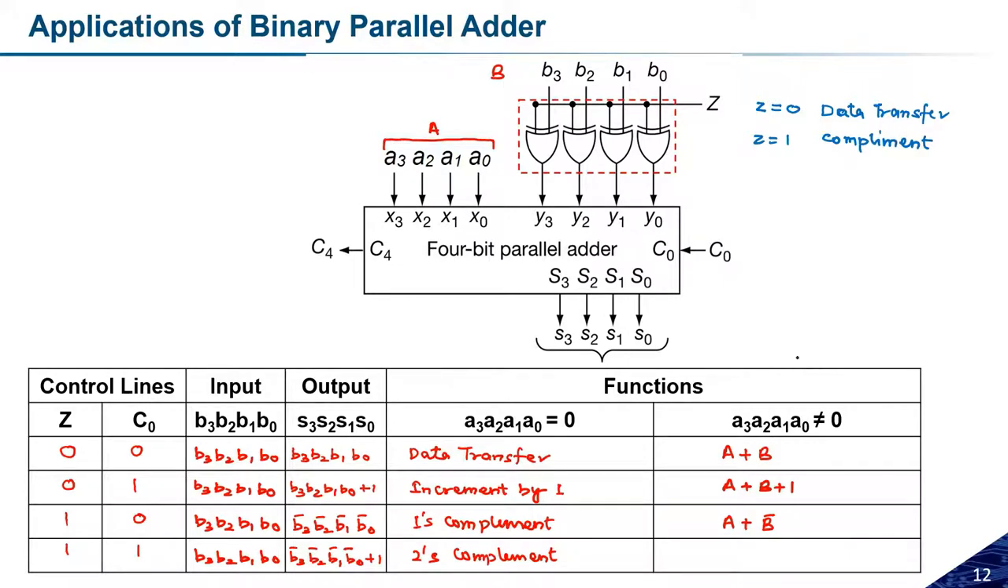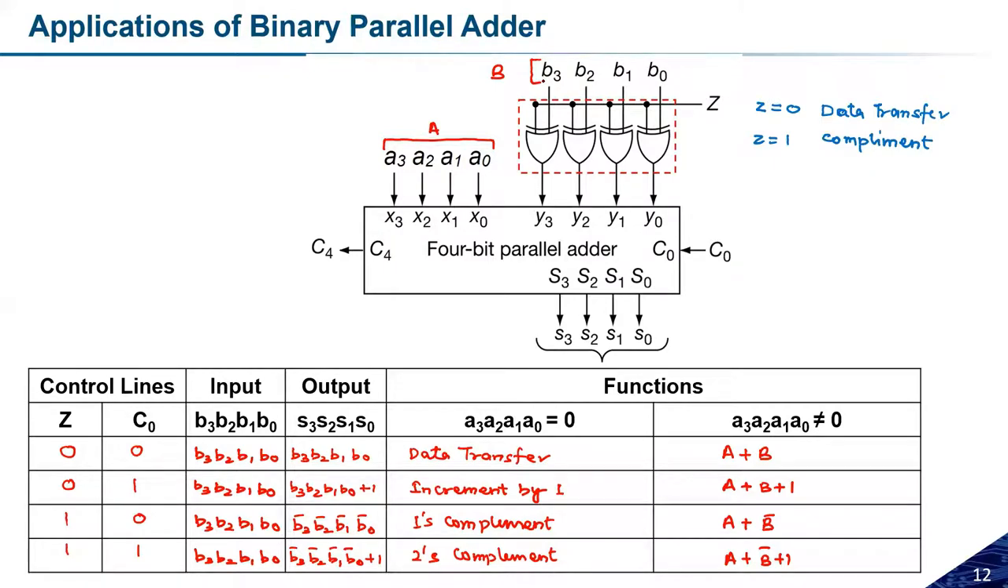The two's complement addition. Yes. So again, we are doing A plus B bar plus 1. Here, we know that we can also perform the subtraction operation with the help of the two's complement method, right? So again, we can utilize this two's complement method for this operation. So this is what we can see, the different operations that we can perform with the help of a binary adder.